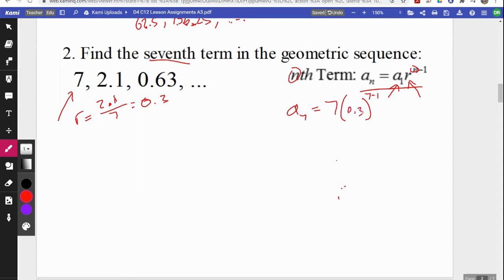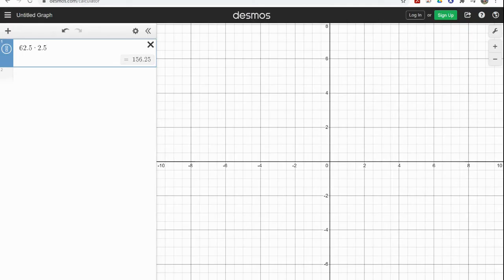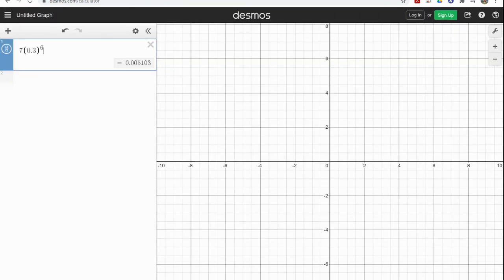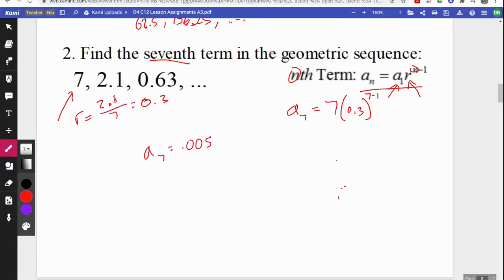And we can put this in a calculator. We need to do the exponent first. 7 minus 1 is 6, so it's 7, parentheses, 0.3, raised to the 6th power. And we get 0.005103. So a sub 7 equals 0.005103, and that answer is perfectly fine. We found the 7th term.